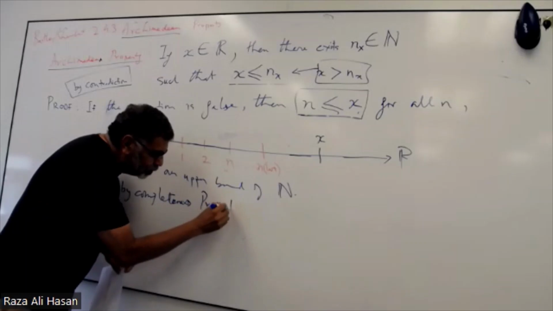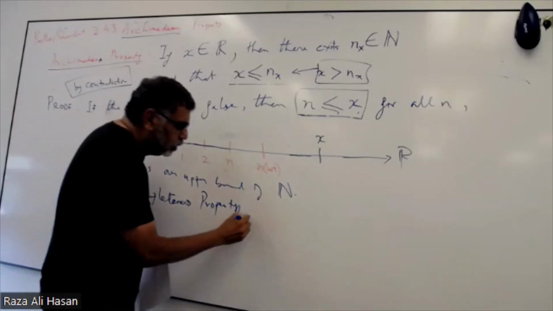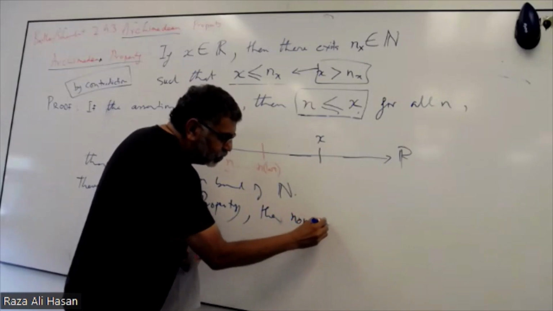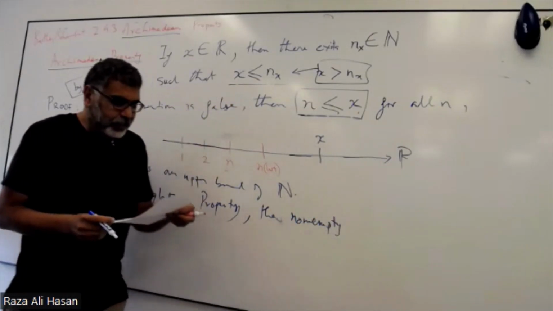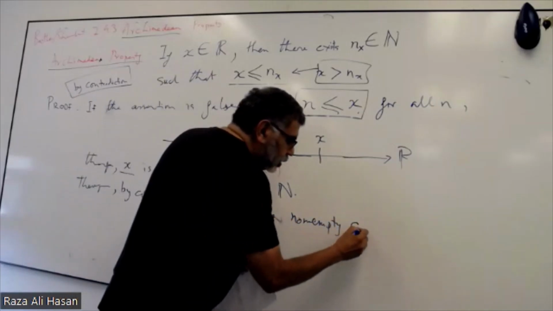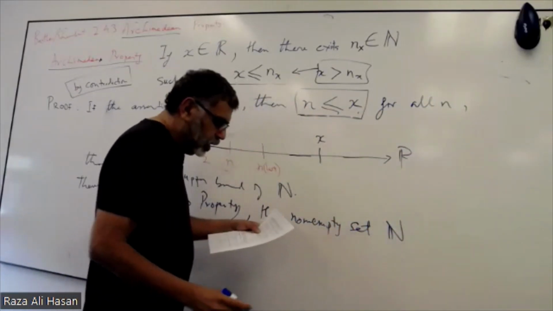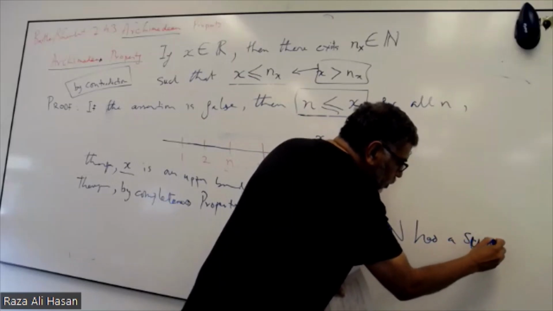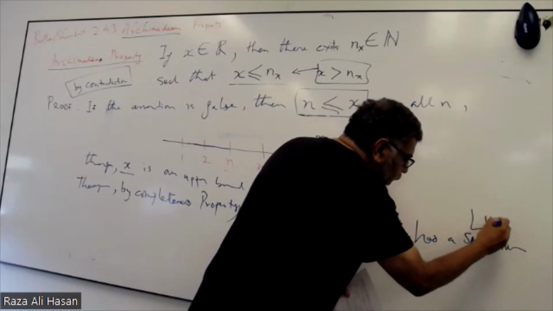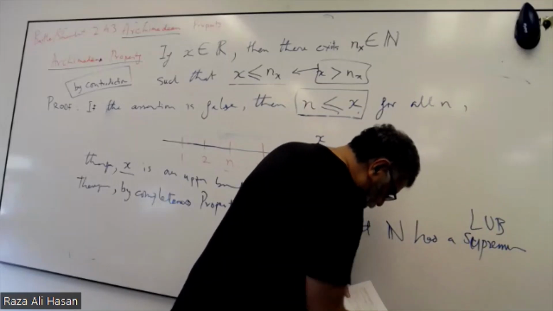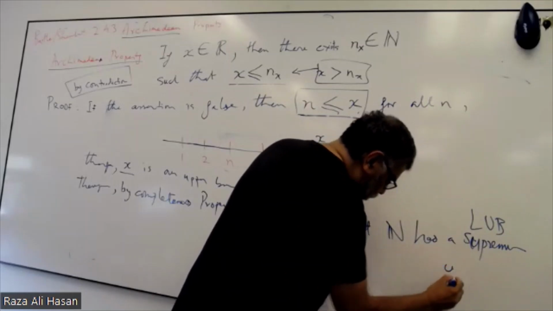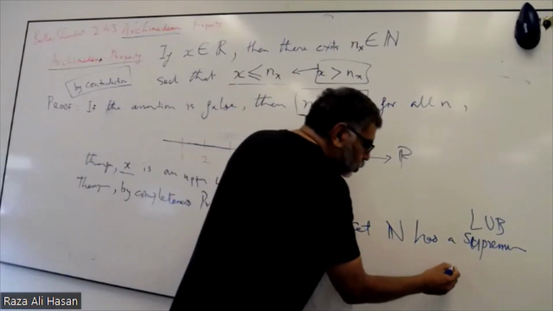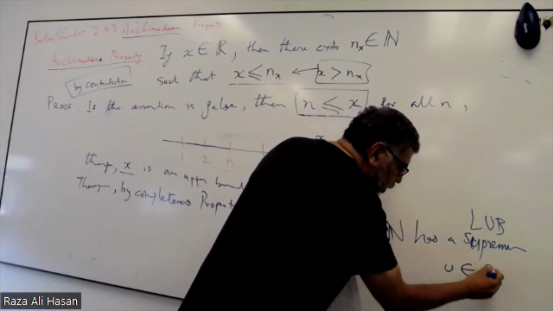By completeness property, this book is trying to teach you through writing these sentences. The non-empty set N has a supremum, as in LUB, and it names it U. So it calls the supremum U, that is a real number.